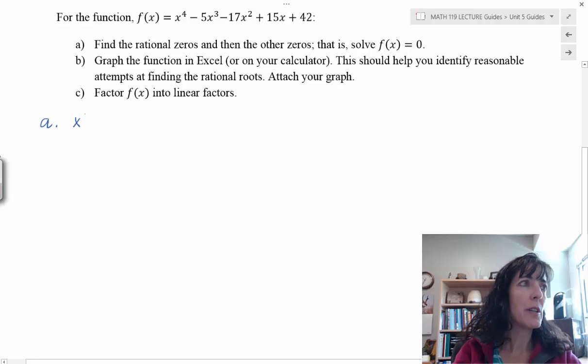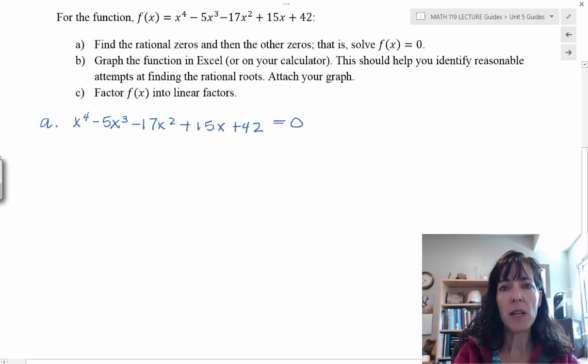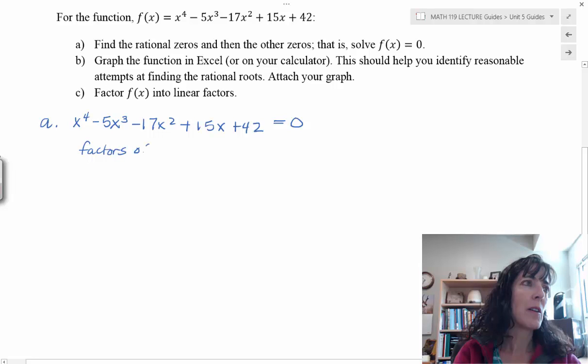I'm looking at this function x to the fourth minus 5x cubed minus 17x squared plus 15x plus 42. And I want to think about it being set to 0, which means I need to factor it. And the first thing I'm going to do is look at what are my possible zeros. And to do that, I think about the number in front of the x to the fourth term. And it's a 1, so I'm thinking about factors of my constant, which is positive 42. So factors of 42 over those factors of 1 here.